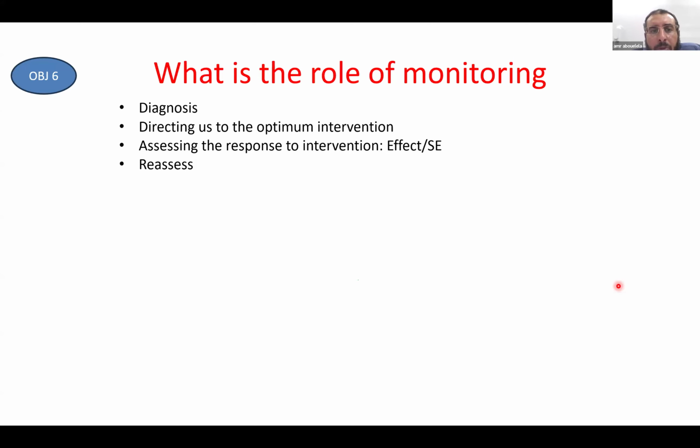The role of monitoring also in directing us to the optimum intervention. As I mentioned, what treatment to be given at what time. Maybe I can give fluid now. After 10-15 minutes, I am obliged to give another line, maybe to give inotropes or vasopressor and so on.